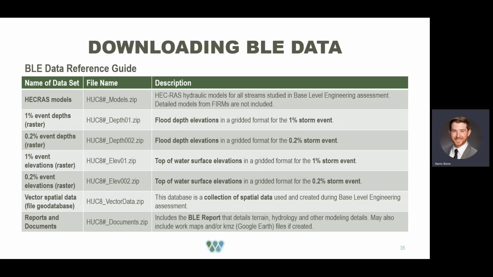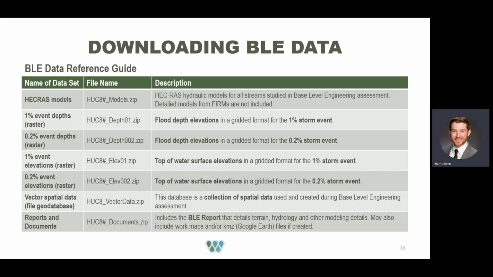The next dataset in the table contains rasters for the 1% event depths, 100-year flooding events. This dataset has a file name in the format huc8_depth01. The contents of the archive include flood depth elevations in a raster format for the 1% storm event. Below that, the next entry details rasters for the 0.2% event depths, 500-year flooding events. This dataset has a file name in the format huc8_depth002. The contents of the archive include flood depth elevations in a raster format for the 0.2% storm event.